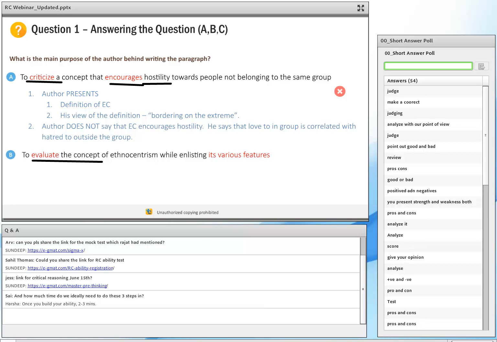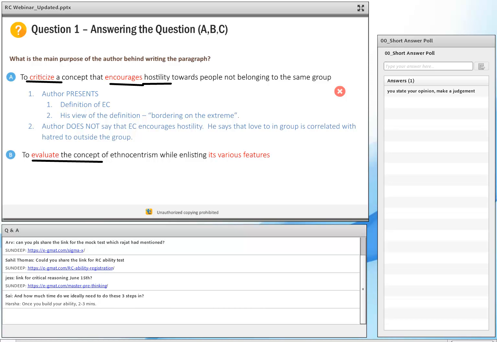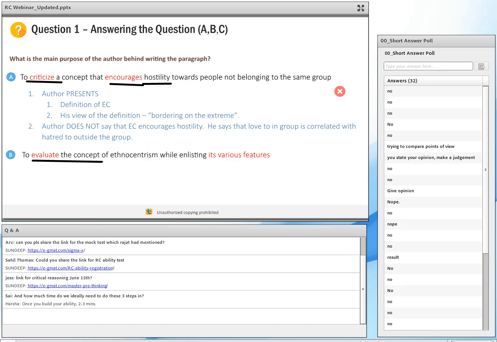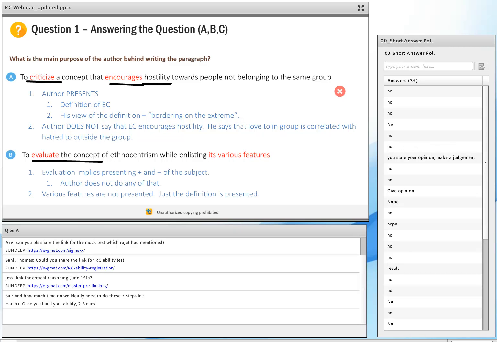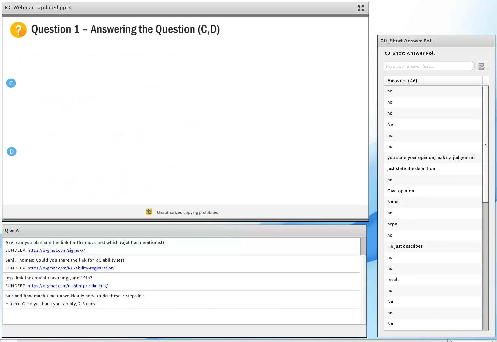Okay. Does the author talk about the pros and cons of EC, or does the author give a judgment on it? No, he doesn't do that. He doesn't do that at all. And because of which, this option choice is incorrect. He just presents some features of it, and based on one definition.